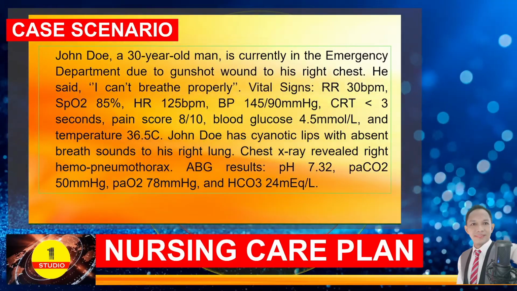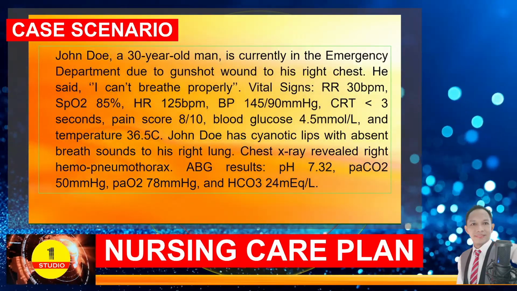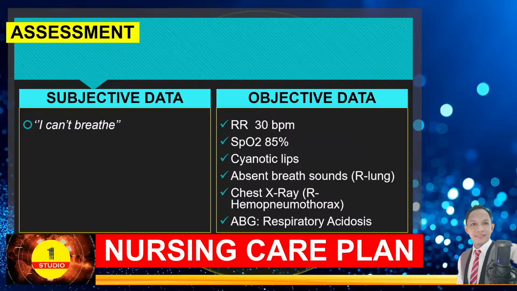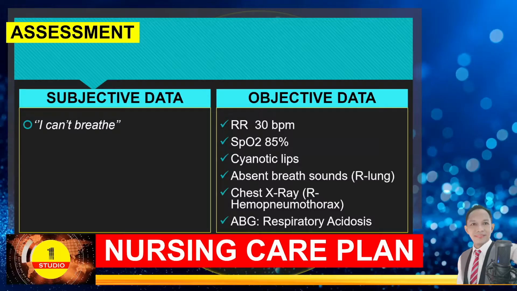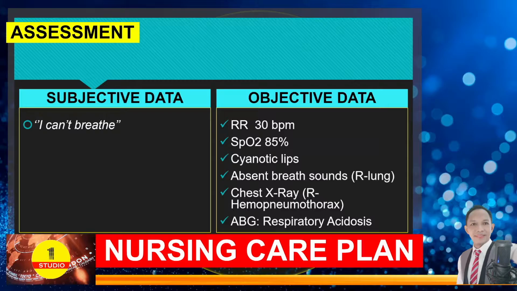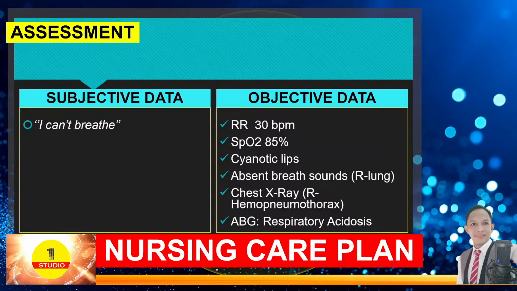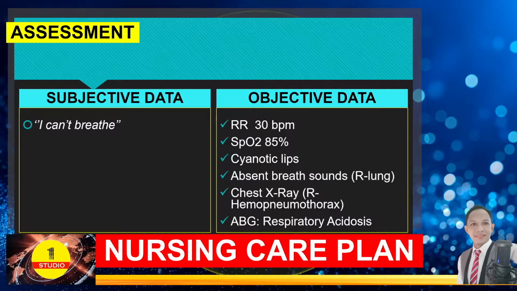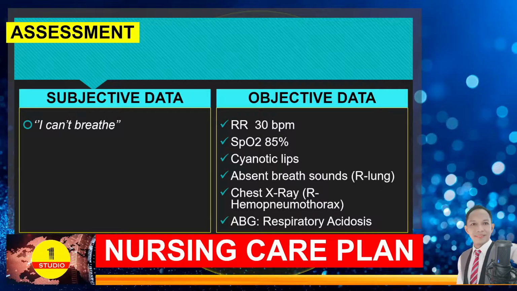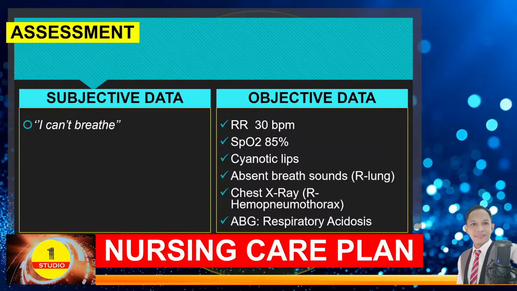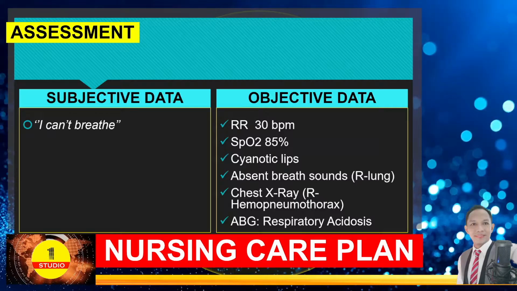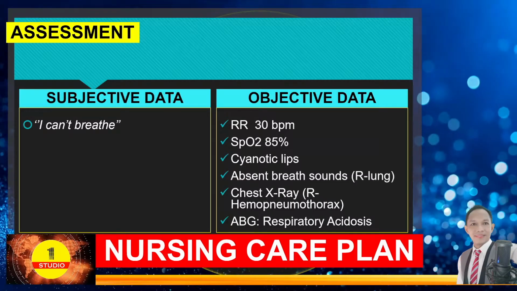Identify the subjective cues and objective cues. In this nursing care plan, our subjective cue is patient's statement of not being able to breathe. The client's objective cues are the following: respiratory rate of 30 breaths per minute, oxygen saturation of 85%, cyanotic lips, absent breath sounds of the right lung, chest X-ray of positive right hemopneumothorax, and an arterial blood gas result of respiratory acidosis.